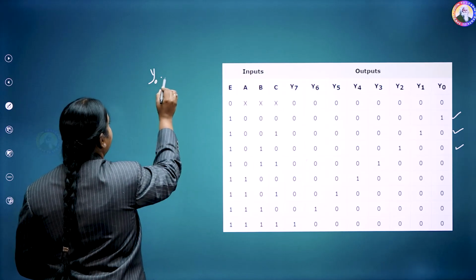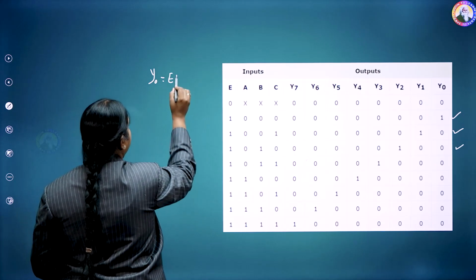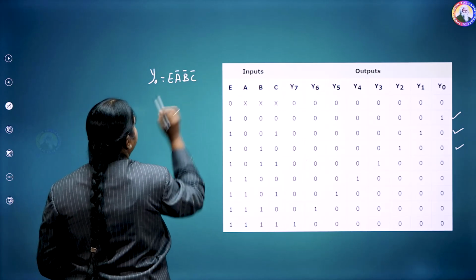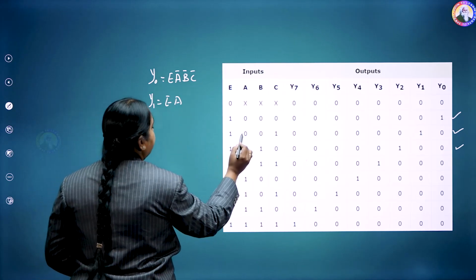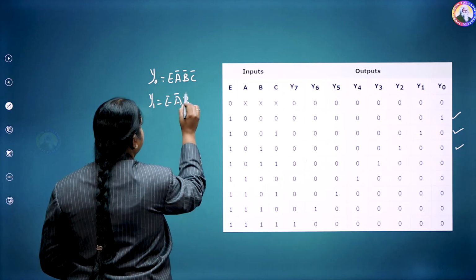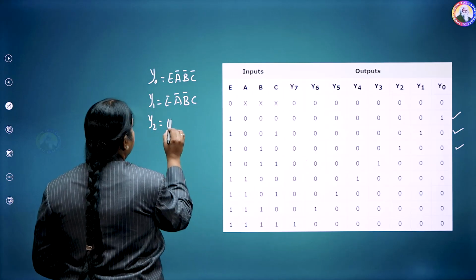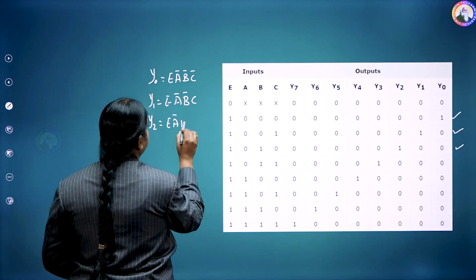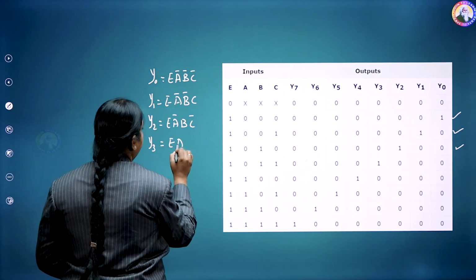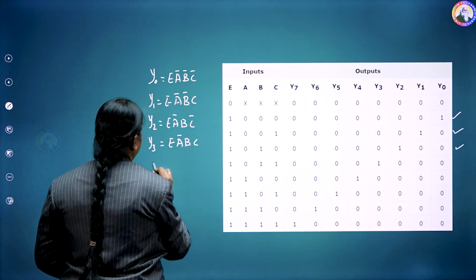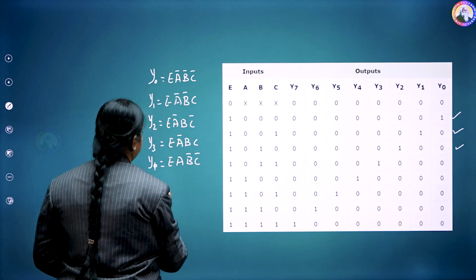Y0 can be written as, for all the AND gates you will have E common, right? So, E, A bar, B bar, C bar. Y1 is equal to E, 0, 0, 1, that is A bar, B bar, C. Y2 is equal to E, A bar, B, C bar. Y3 is equal to E, A bar, B, C. Y4 is equal to E, A, B bar, C bar.